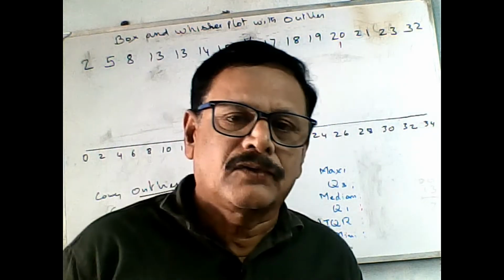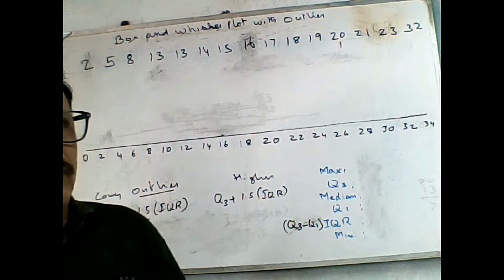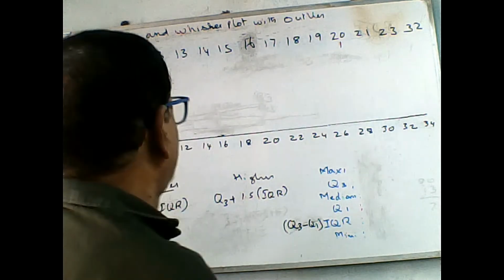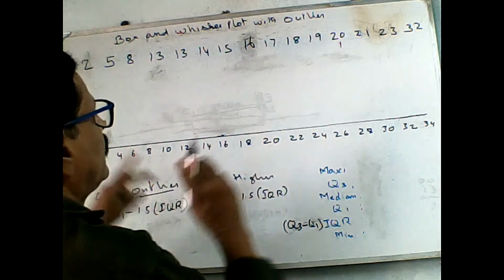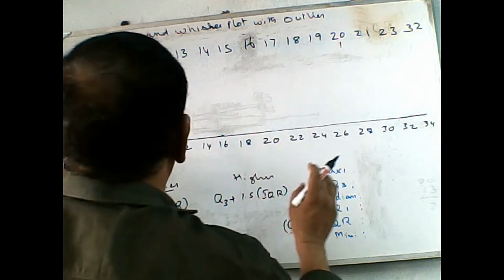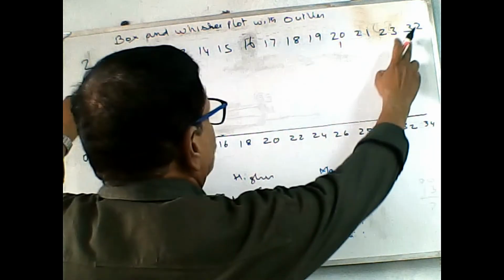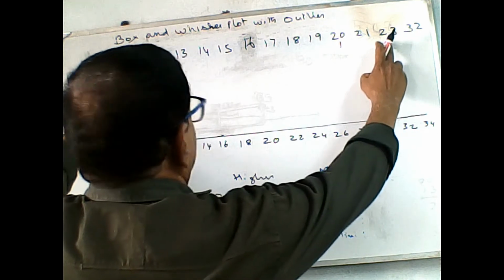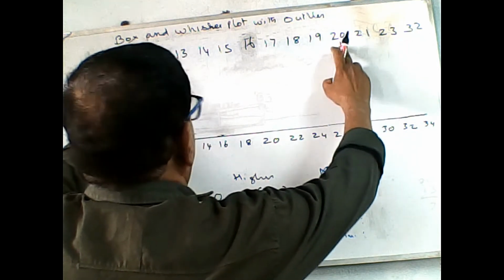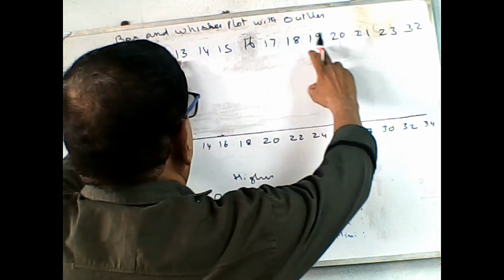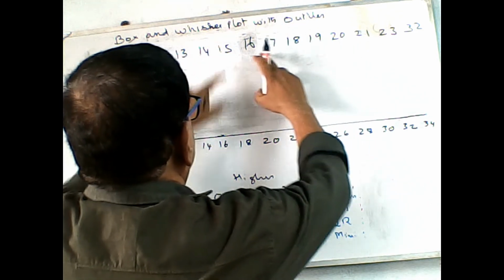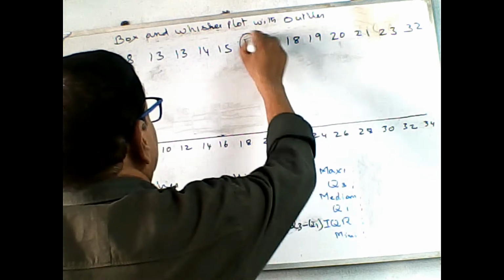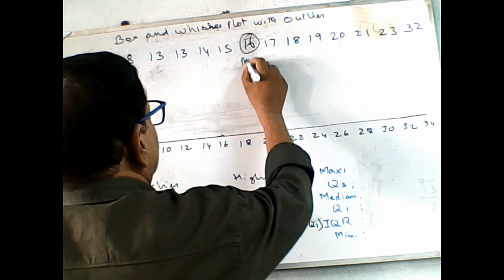Okay, now we study the box plot with the outlier. First of all, we find the median of the data. 1 is 1, 2 is 2, 3 is 3, 4 is 4, 5 is 5, 6 is 6, 7 is 7. 16 is the median. You see the median.